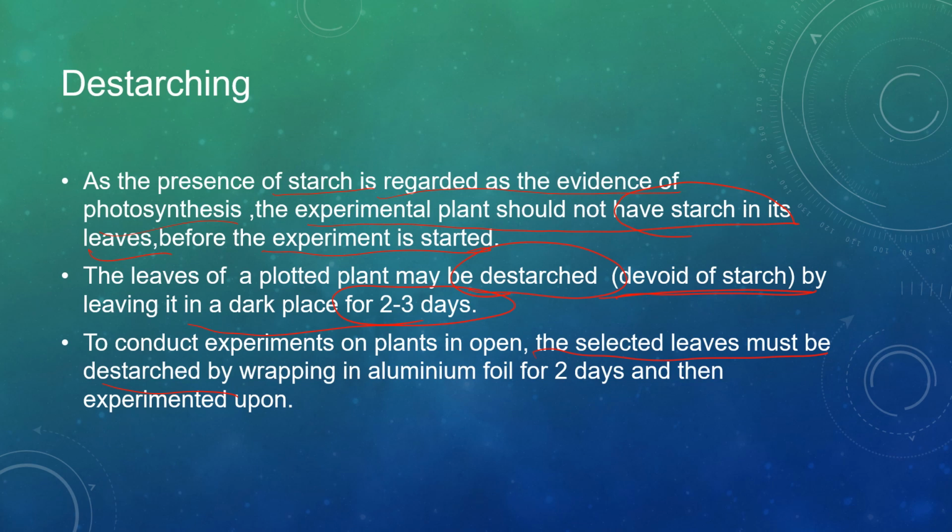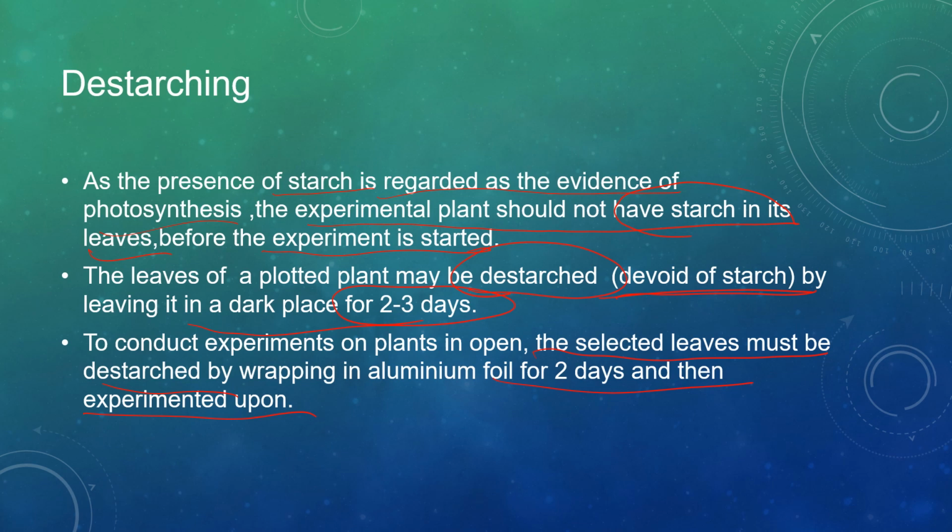We can just keep selected leaves covered by wrapping them in aluminium foil for 2 to 3 days, and then we can remove the foil and do the experiments on those leaves only. Okay, to conduct experiments on plants in the open, we must select a few leaves and wrap them in aluminium foil for 2 or 3 days, and then the experimental setup is done upon those selected leaves.